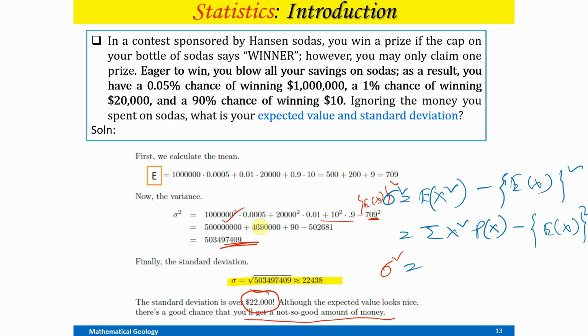So your value should be around 22,000. If it came around 22,000, you would have some benefit and it would be right. But if you take the mean value you are getting, that is 709, the expected part. So the expected part is very low, so you will not get a good amount of money.